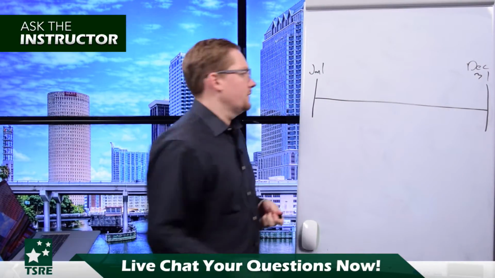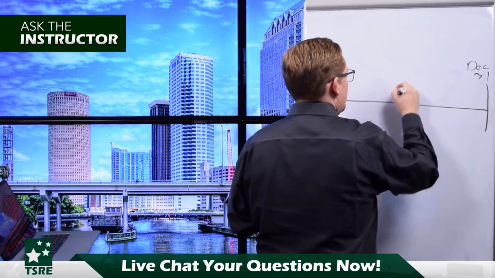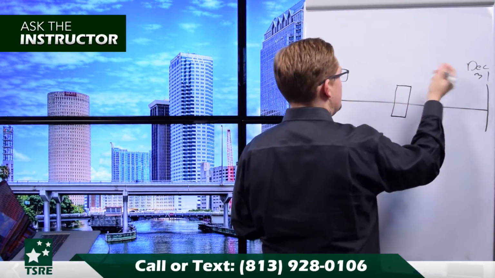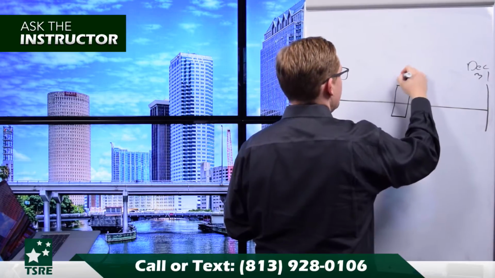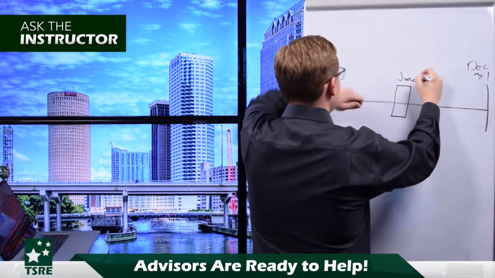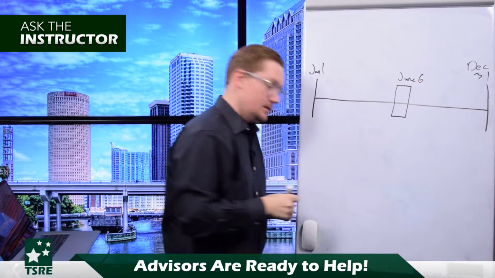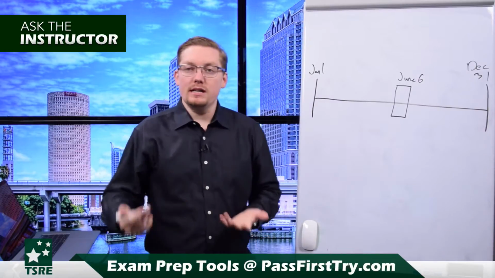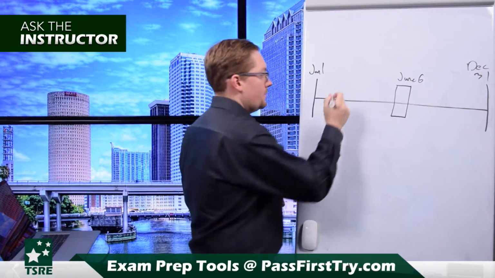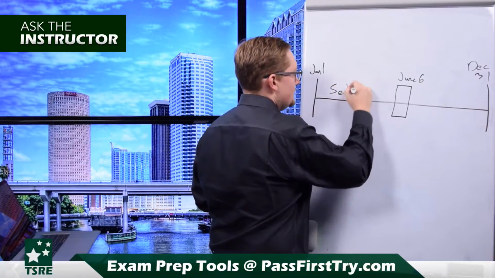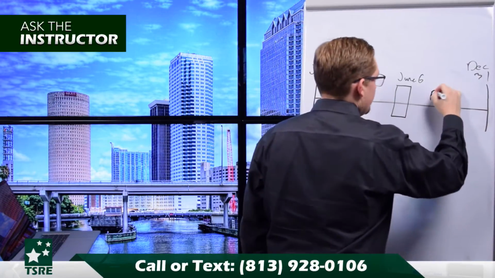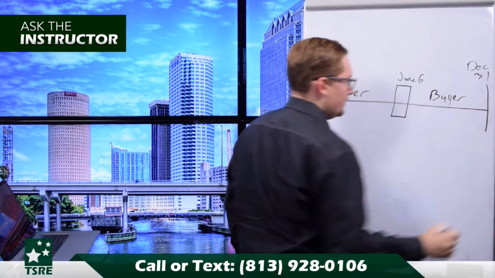And let's say our day of closing is somewhere here in the middle. Let's say it's June 6th. And so basically what it is that we're doing with the proration, so we have over here the days the seller owned the property, and over here we have the days the buyer owned the property.